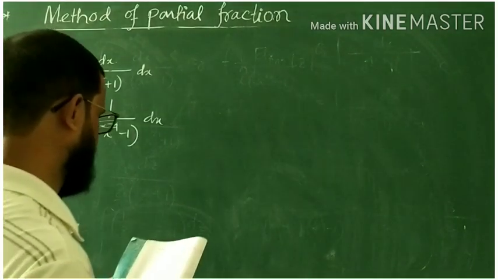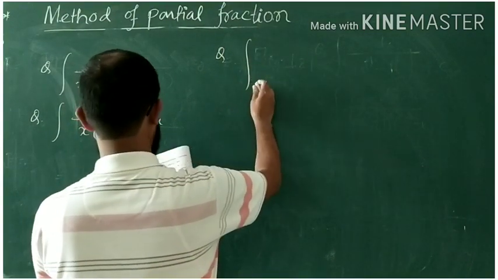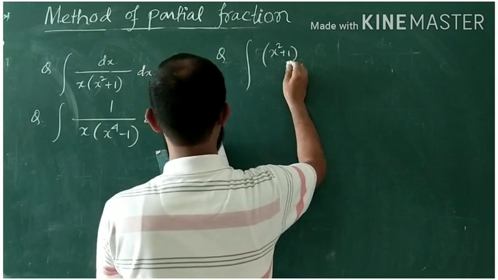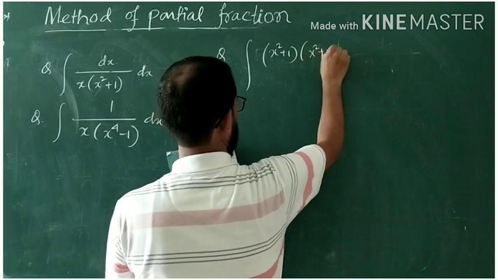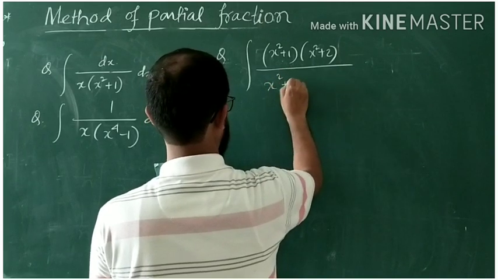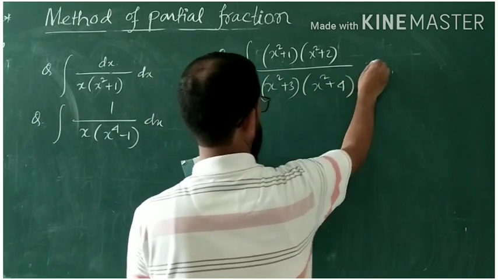So this is the question. Suppose the question is a very interesting one. The question is x square plus 1 into x square plus 2 divided by x square plus 3 into x square plus 4 dx.